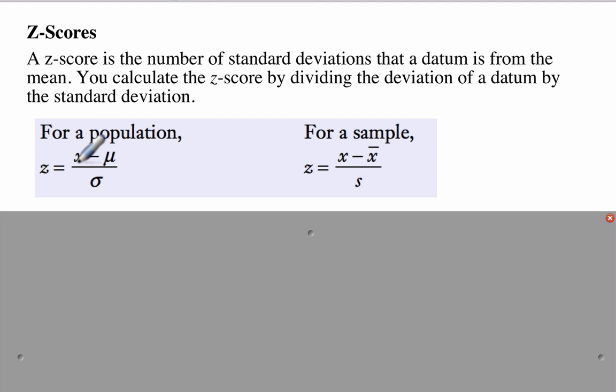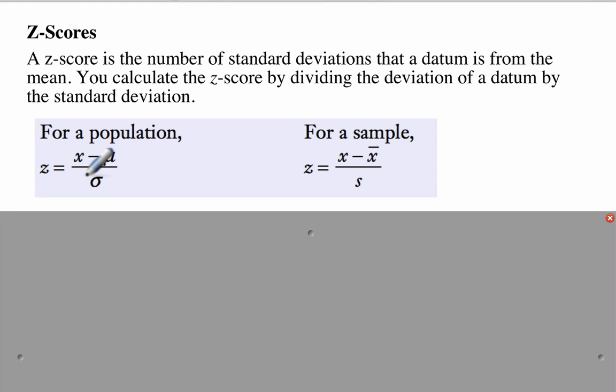So here for the population, it is the value of that piece of data minus the mean, and that'll give you the deviation for that particular value, and you divide it by the standard deviation, and that will give you the z-score. Now, if a value is exactly on the mean, so let's say that the value x is equal to the mean, then we're going to get a z-score of 0, which means that it is 0 standard deviations from the mean.